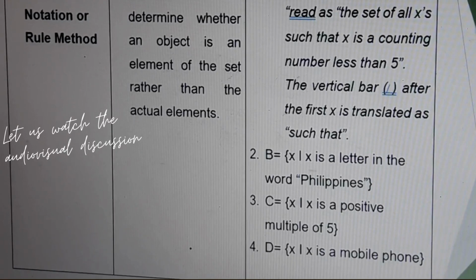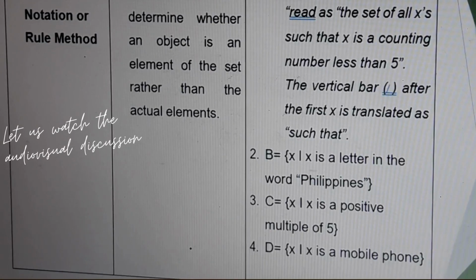So we can translate it through set builder notation in the form of open braces, x such that x is a counting number less than 5. Again, it can be read as the set of all x such that x is a counting number less than 5. So the vertical bar after the first x is translated as "such as," or rather, "such that."